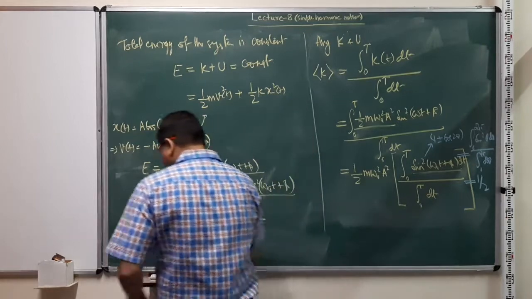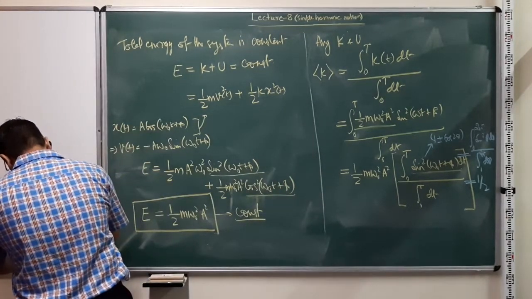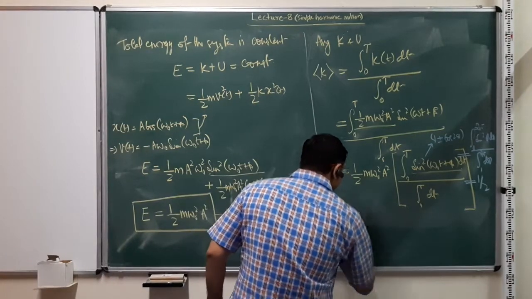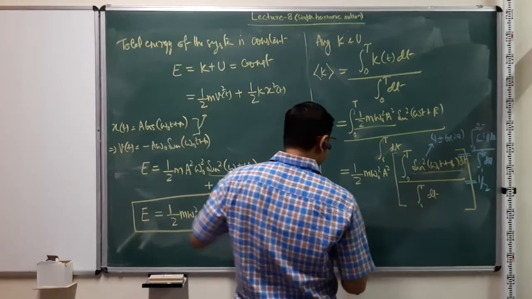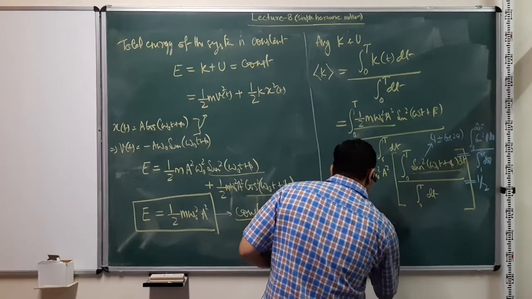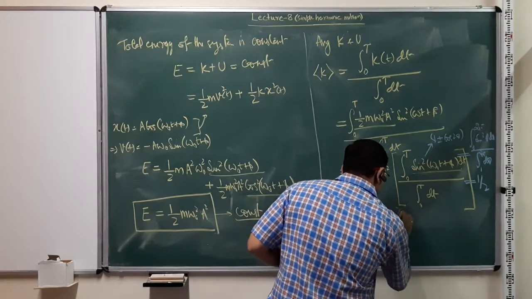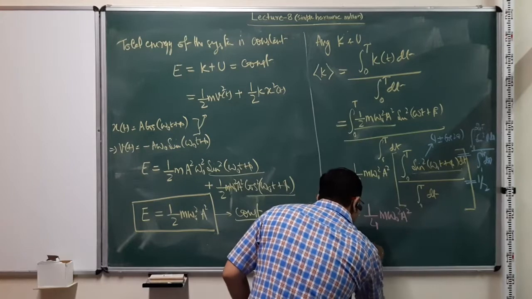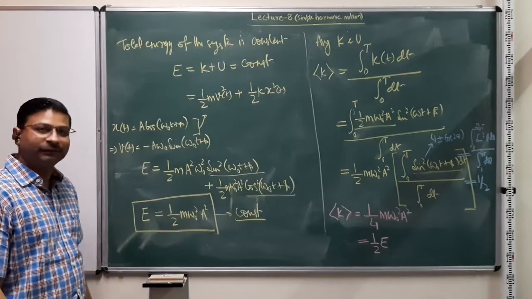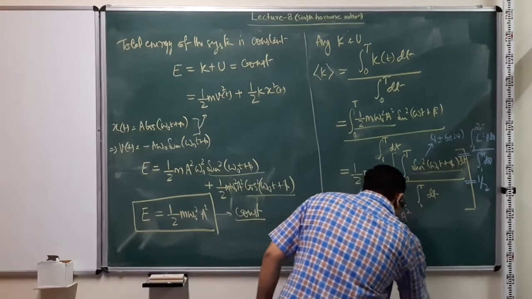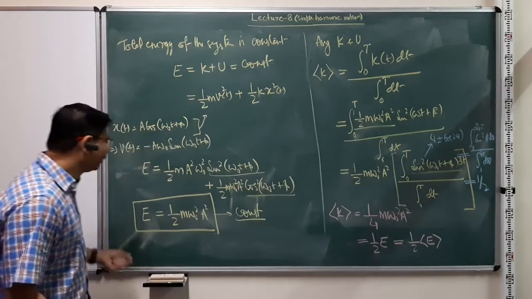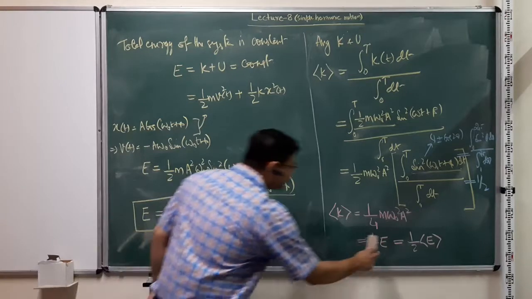So what I have is the average kinetic energy stored in the simple harmonic oscillator over one time period, which is basically 1 by 4 m omega naught square a square, and this is nothing but half of the total energy, right? Of course, I can also write this as half of average total energy, but this is exactly the same because the total energy is constant, right? Okay.